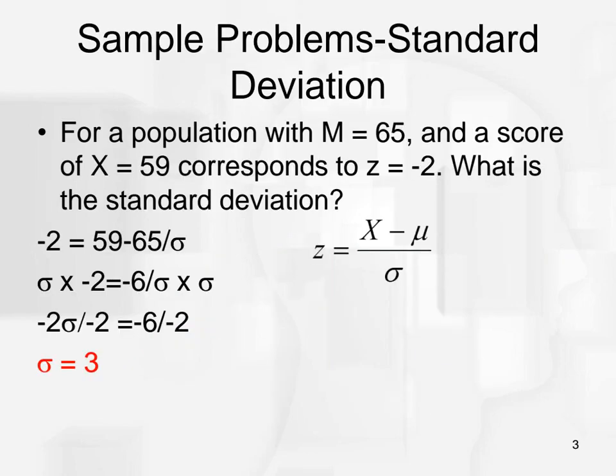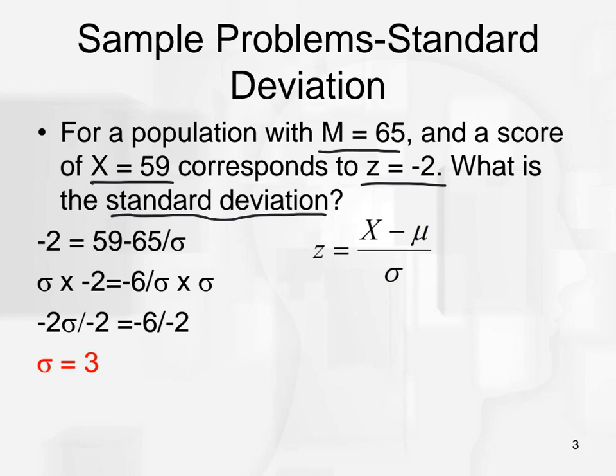So let's go on to the next idea. We have been looking for a z-score, but now instead we're going to look for the standard deviation. Here we are still given 3 knowns, because we always have to be given 3 knowns to solve for the 4th unknown. What we're given in this problem is a mean of 65, a z of -2, and an x of 59, and we need to find the standard deviation.